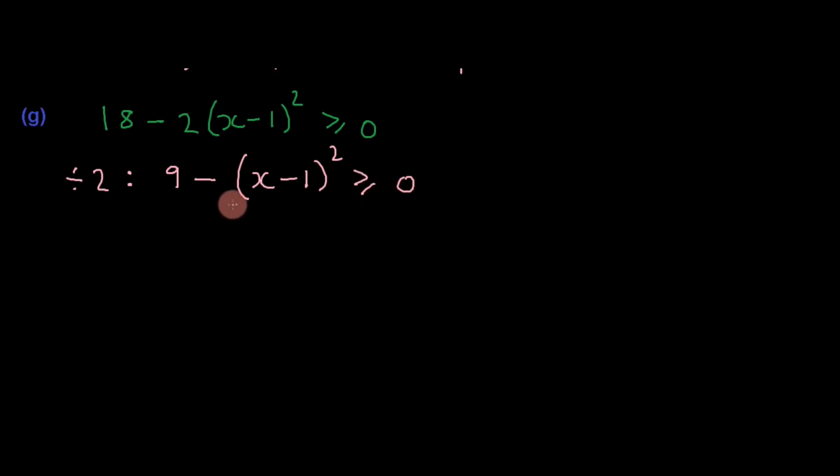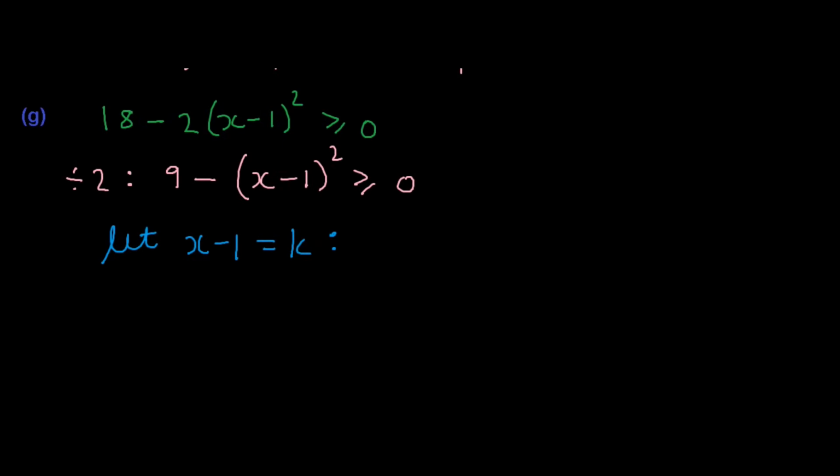Now we could proceed by squaring out the brackets, adding like terms, and then getting a quadratic in standard form on the left-hand side. I'm going to choose a different way of doing this. I'm going to let x minus 1 equal k.